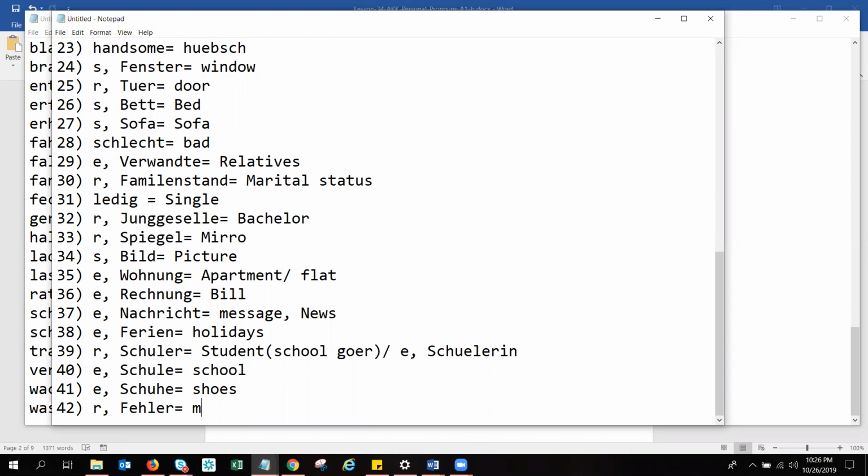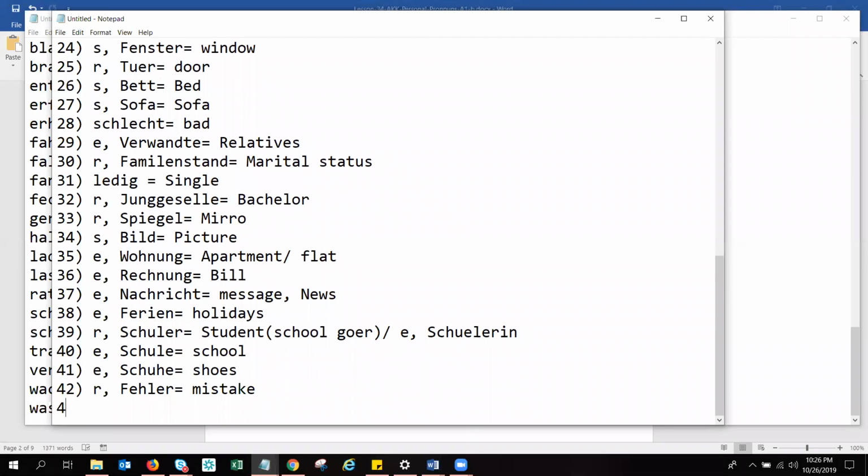We have this word Fehler. Fehler is mistake. Now, CV or resume, in German is Lebenslauf. Lebenslauf is CV or biodata. Some people say biodata or resume.